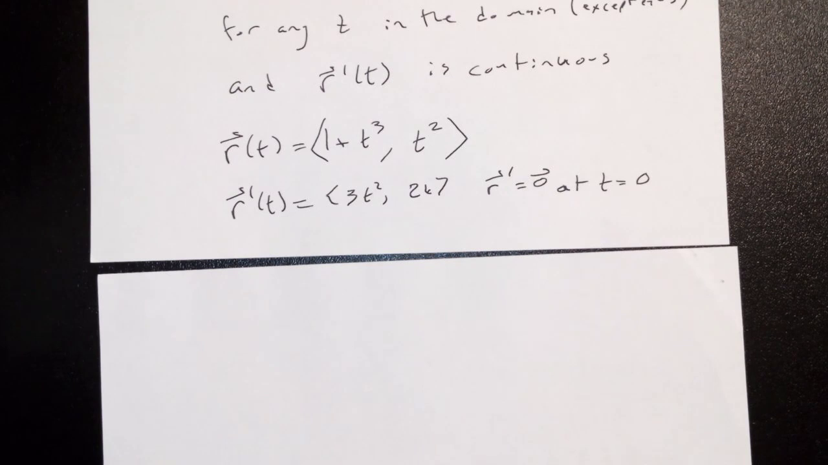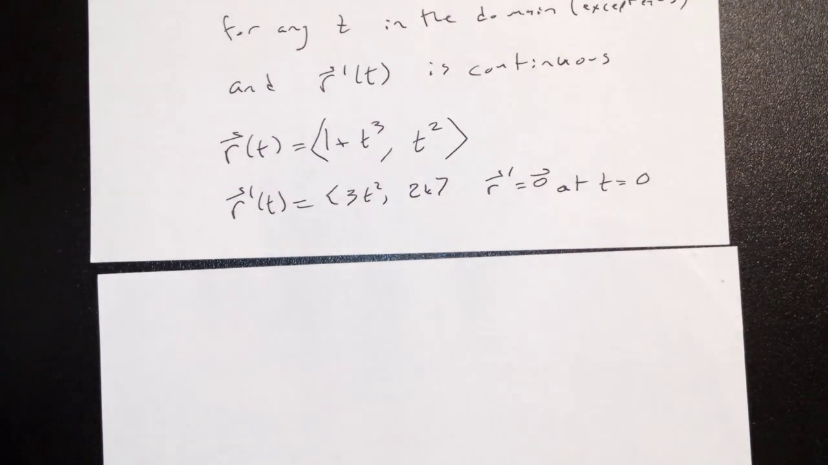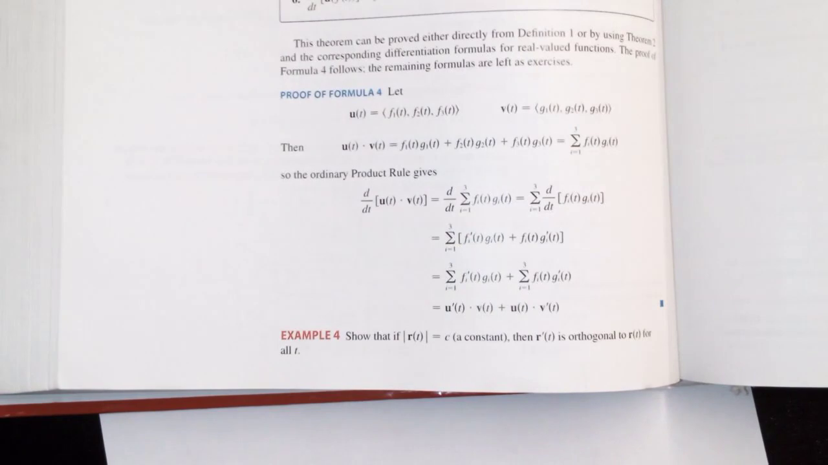Questions? Here's an interesting example in the textbook. Why I'm not putting the book down yet. Down here at the bottom, example 4. It's just one sentence up here. It says, show that if the length of R is a constant, then R prime is perpendicular to R.